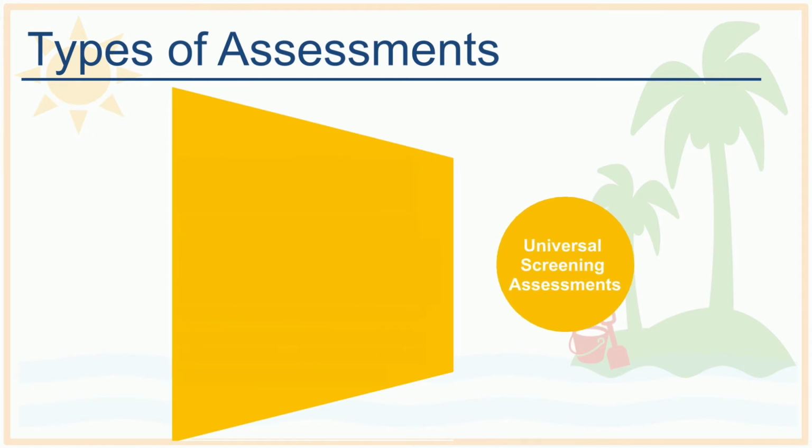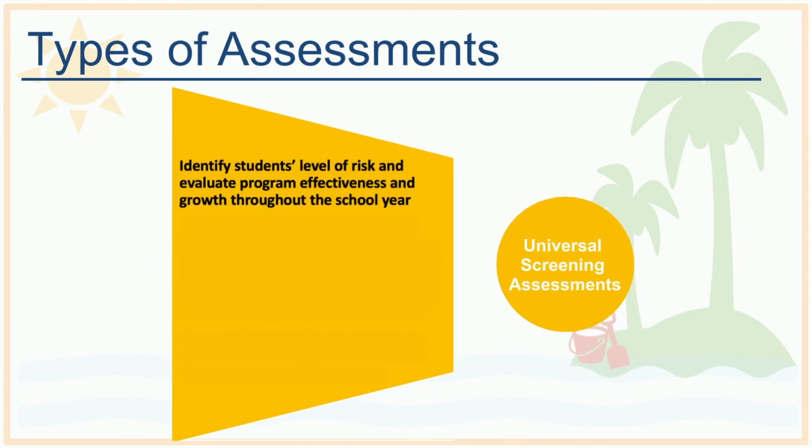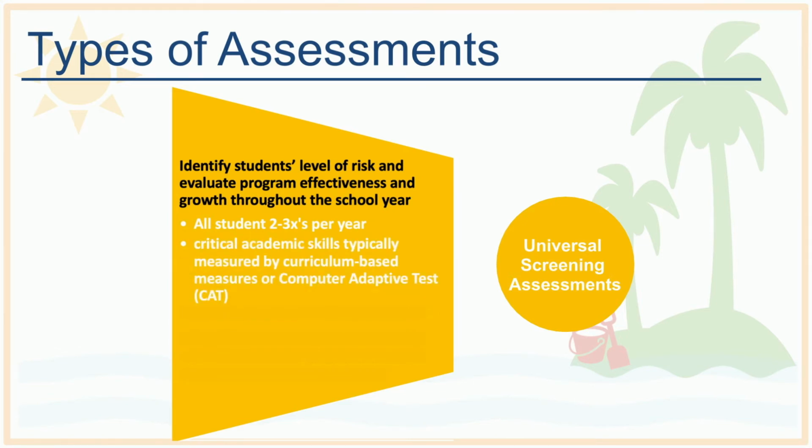Universal screeners are used to identify students' level of risk, evaluate the effectiveness of programs being used during literacy instruction, and measure students' growth throughout the year. Universal screeners are provided to all students 2 to 3 times per year.